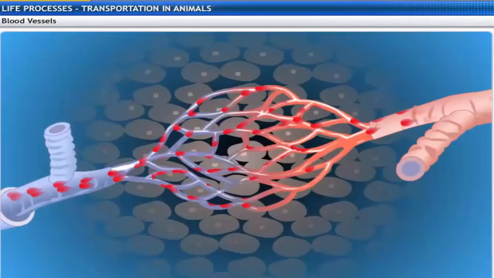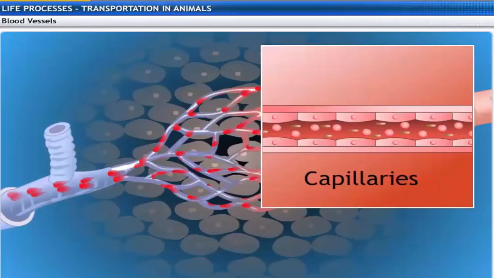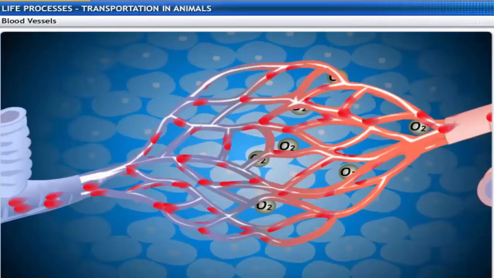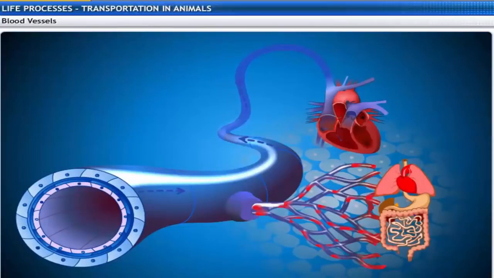On reaching an organ or tissue, the artery divides into smaller vessels so that the blood can reach each individual cell. The smallest vessels have walls which are 1 cell thick and are called capillaries. The thin walls of the capillaries allow oxygen and nutrients to pass from the blood into the tissues and waste products from the tissues into the blood. The capillaries then join to form veins that carry the blood away from the organ or tissue.